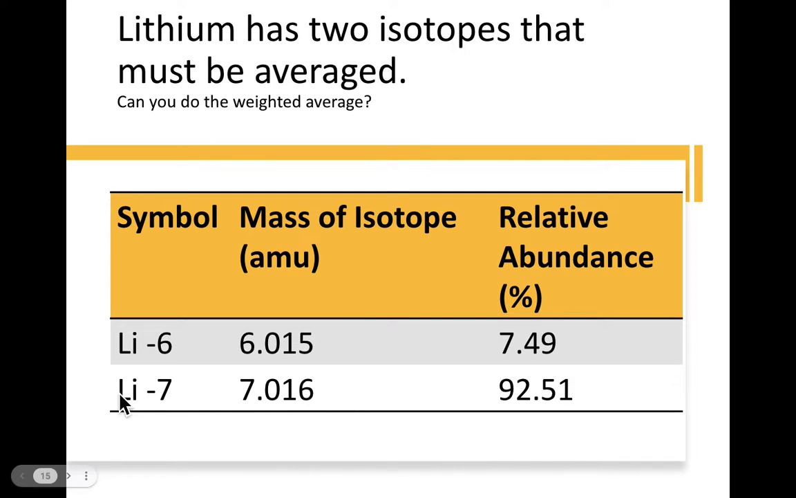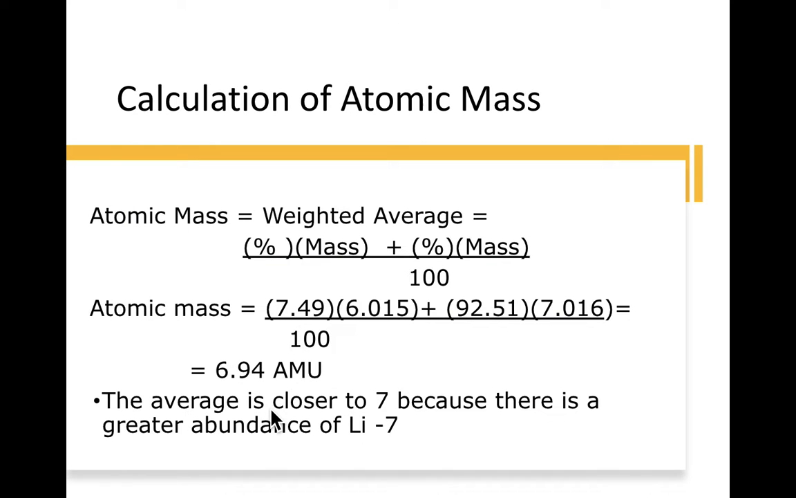So you can see there's a lot more lithium-7. So again, just like if this were your test bucket and it counts more, then in the weighted average, which is what the atomic mass is, you would have to weight lithium-7 to be more important. So we're going to use essentially method 3 to figure out the atomic mass.